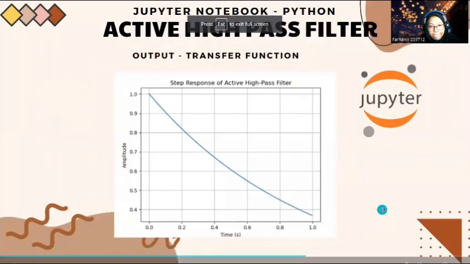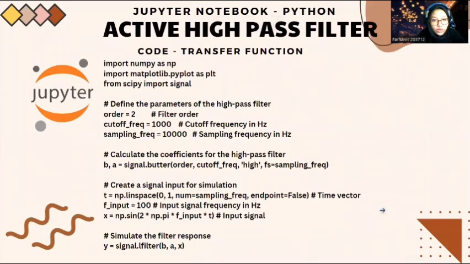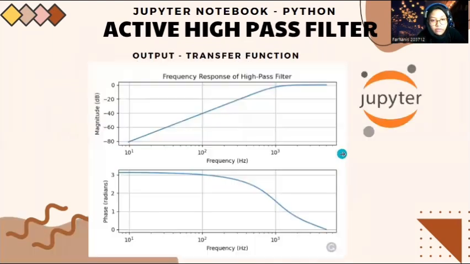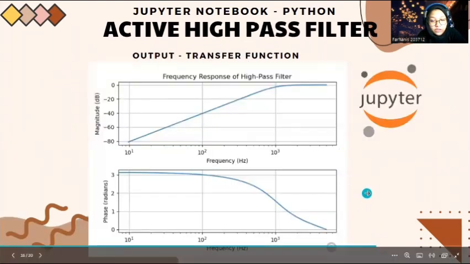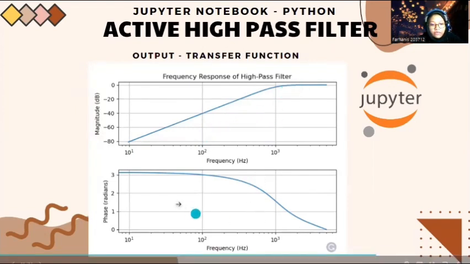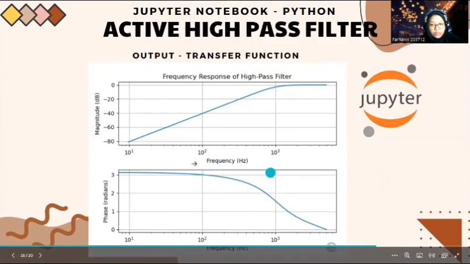And then for the transfer function, the code will be this one, where I define the parameters, and then I will calculate the coefficients of the high pass, and then I will create a signal input for the simulation, and then I will calculate the frequency response, plot the frequency response, and this is the output for the transfer function. From this, we can see that the frequency response of the high pass is increasing based on the magnitude of the frequency. The higher the frequency, the more the magnitude will increase. Then for the phase, this is what we get.